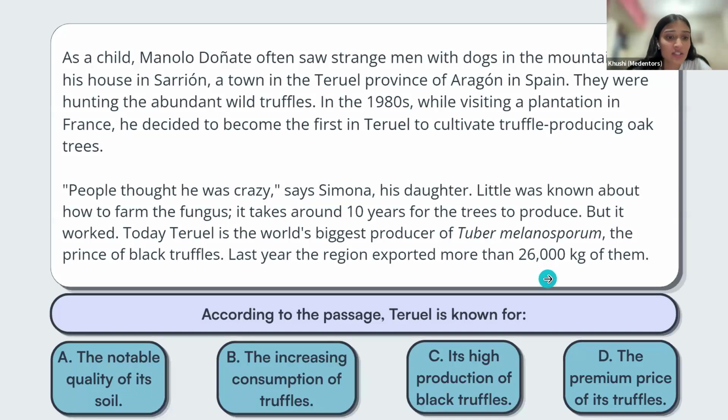The sentence above it is just giving us the time frame, which is around 10 years for the trees to produce it. The sentence after that is telling us how much it exports, which is 26,000 kg. With that information in my mind, it's not told me about the soil, the consumption, or the price of it either. That leaves us with C, which is the production of the black truffles. It's told you it's the biggest producer. So that's the approach you can use with VR.